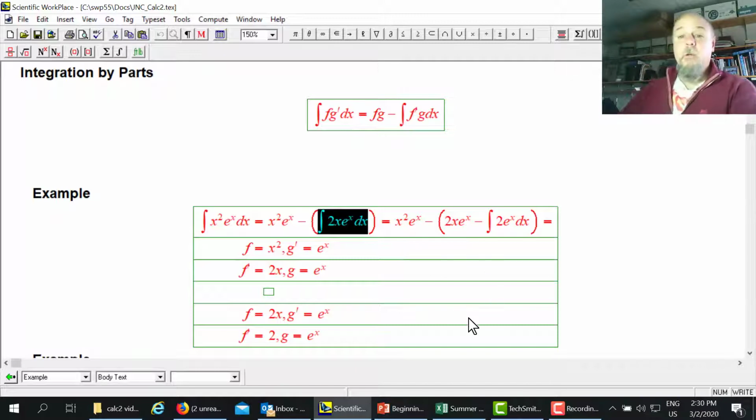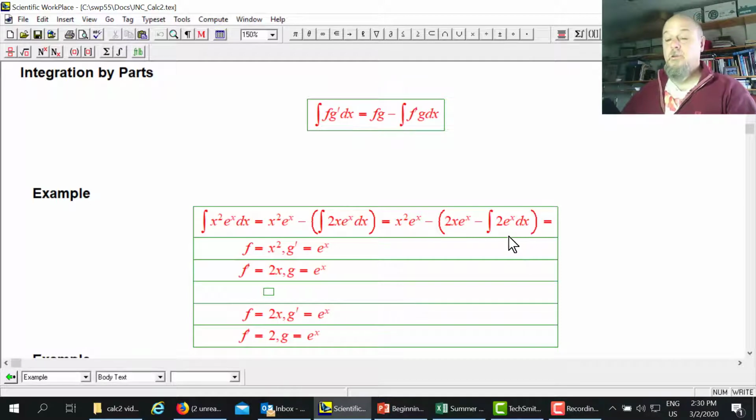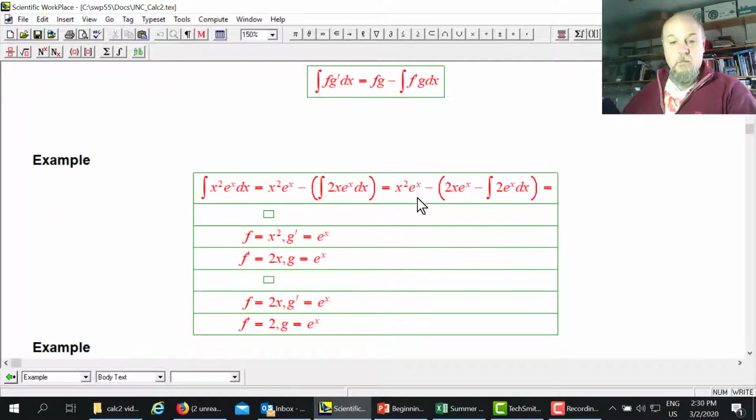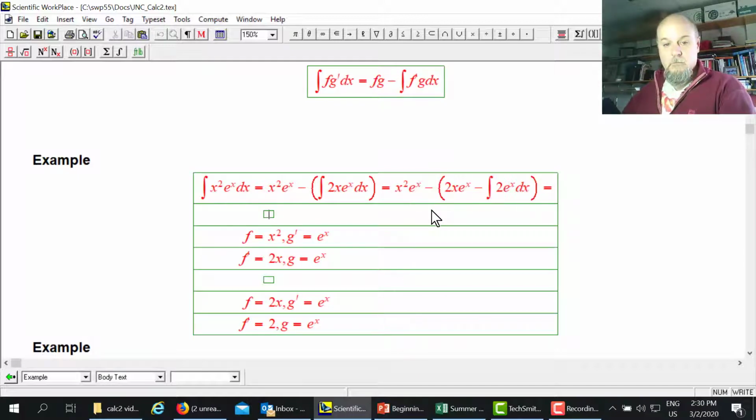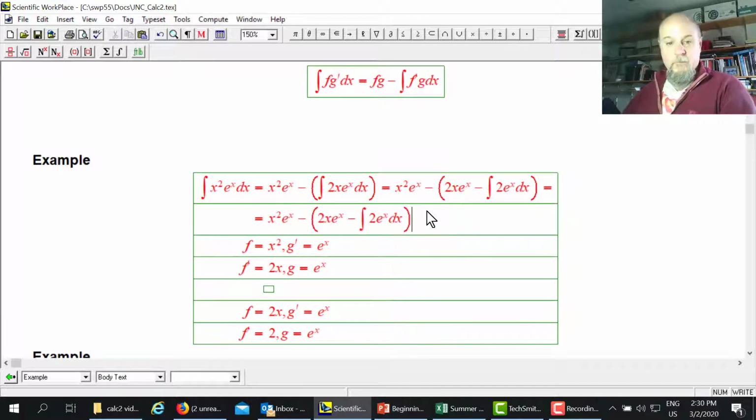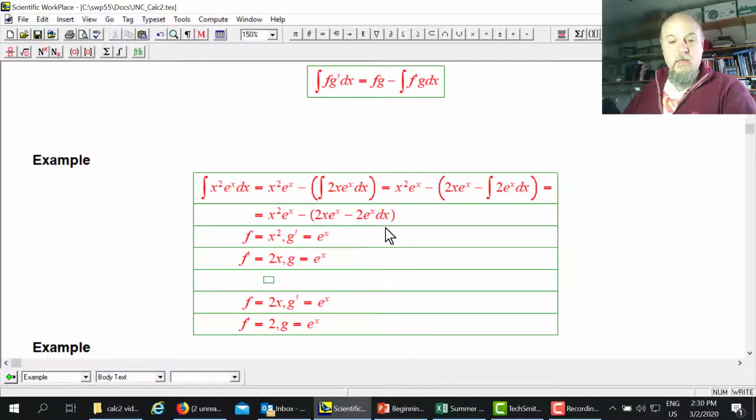And I know I'm going in the right direction because this new integral I have, integrate 2e to the x, is easier than the second integral I have here and the original integral. It's the easiest integral of all that we see here. I can integrate 2e to the x. That's just 2e to the x. So we have these pieces.